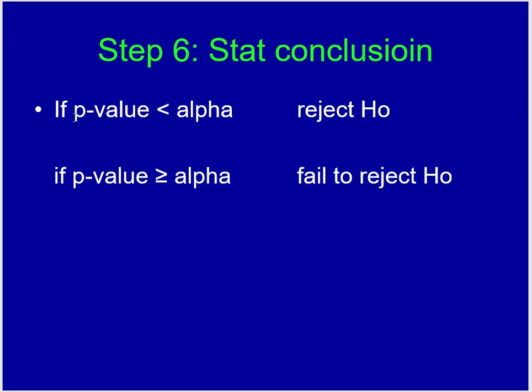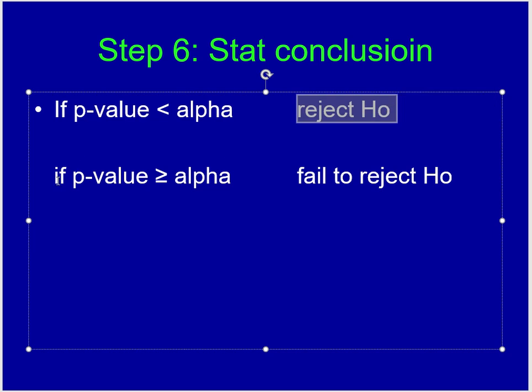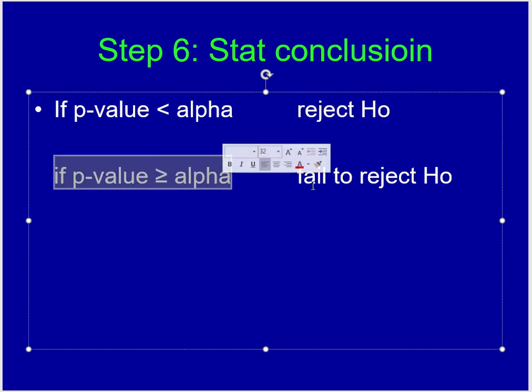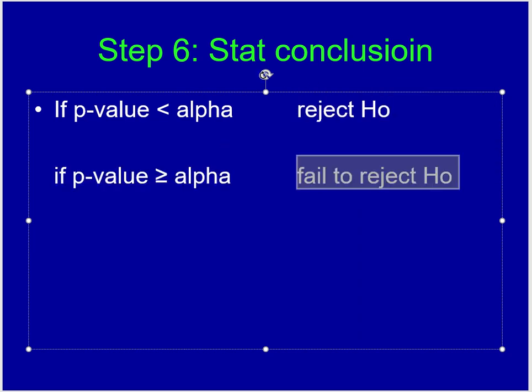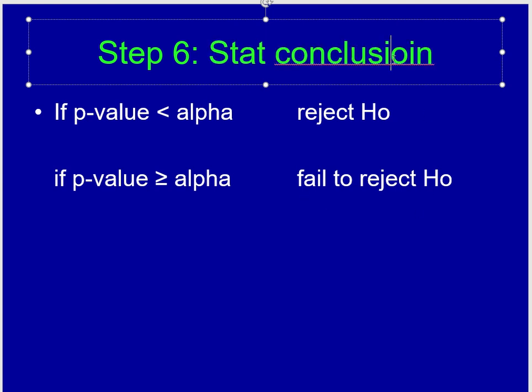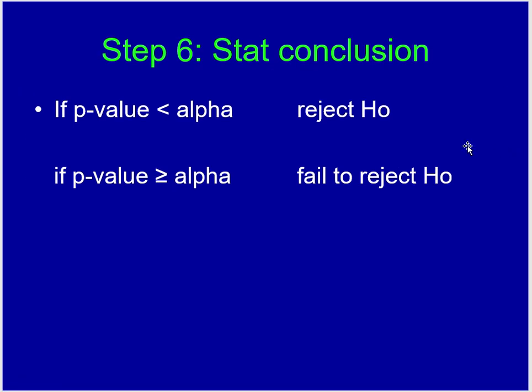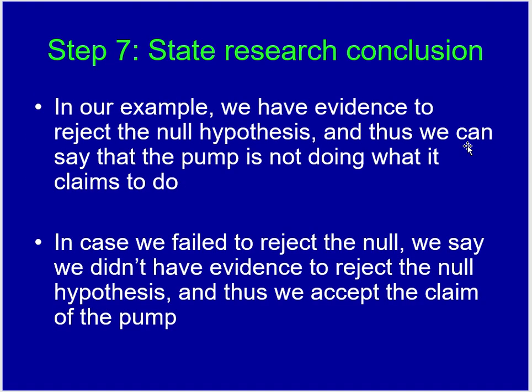So remember, if your p-value is less than alpha, you're going to reject the null hypothesis. If your p-value is greater than or equal to alpha, you're going to fail to reject the null hypothesis. And remember, this is called the statistical conclusion. All right, so that takes us to step number 7.